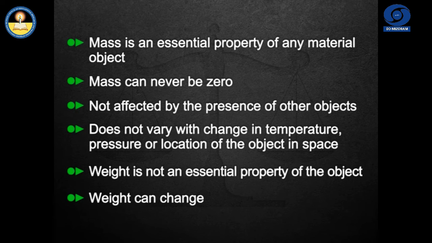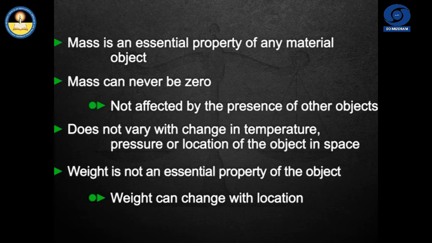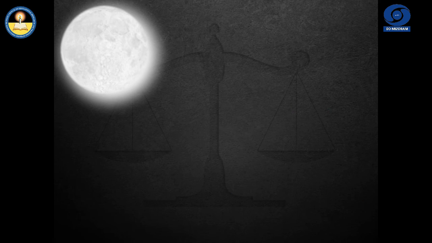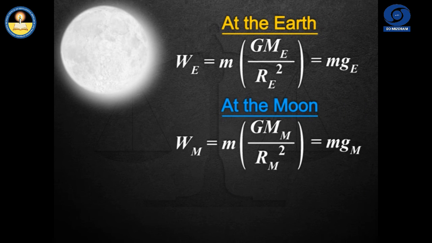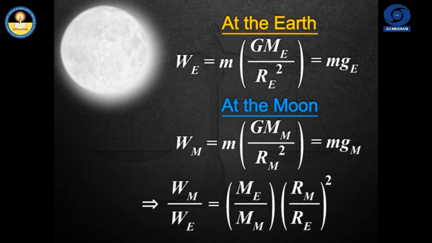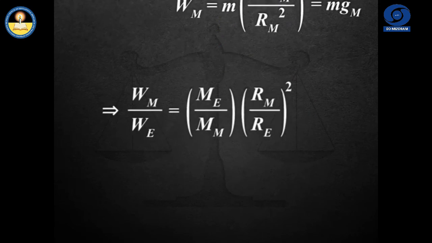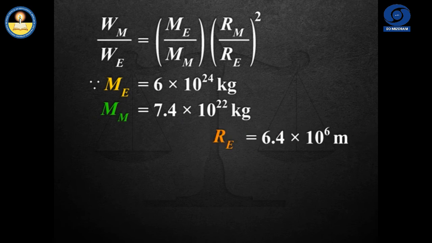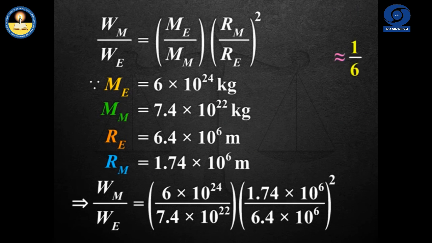Weight or the gravitational force can change with location, as it varies from place to place on the Earth's surface and with distance above or below the ground. For example, if you're lucky to travel to the Moon someday, you will find that your weight is less on the Moon than on the Earth, though your mass remains unchanged. It is 1/6 that of the Earth.